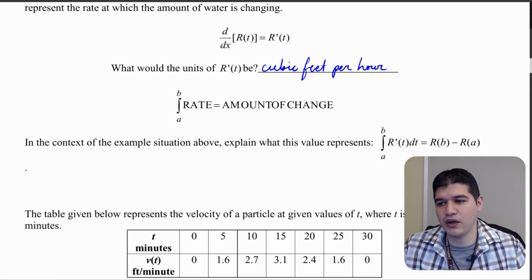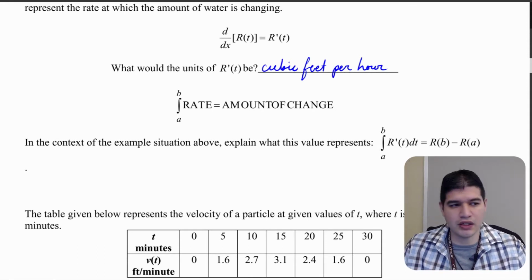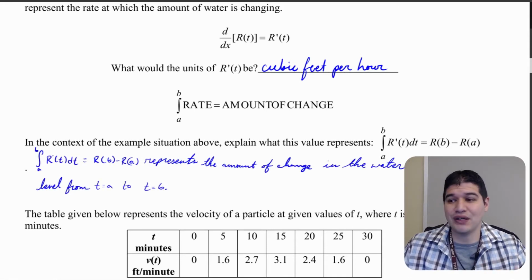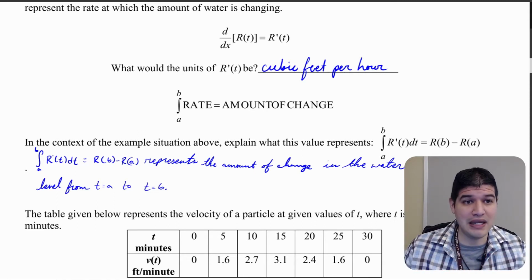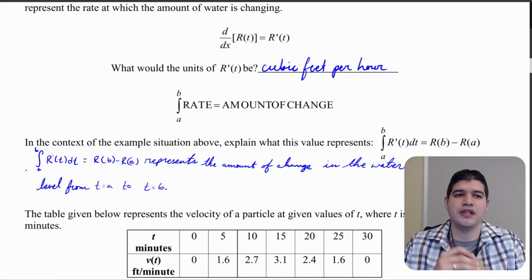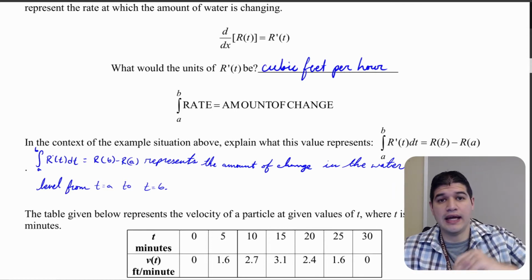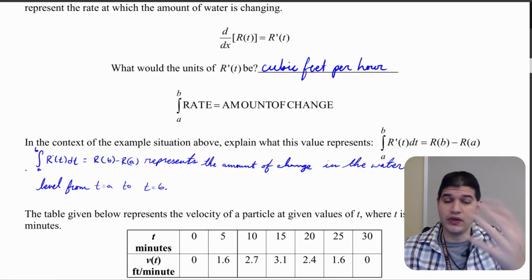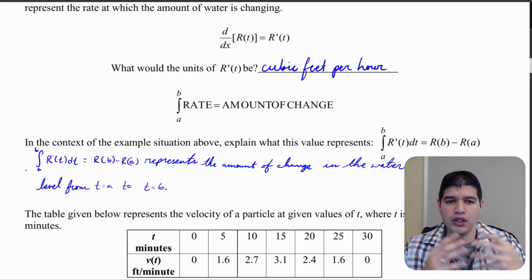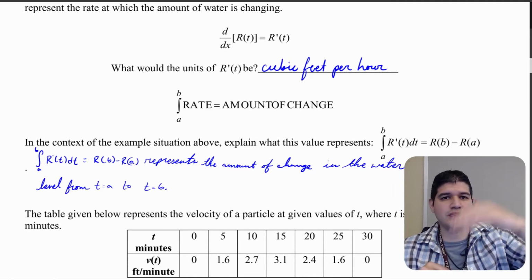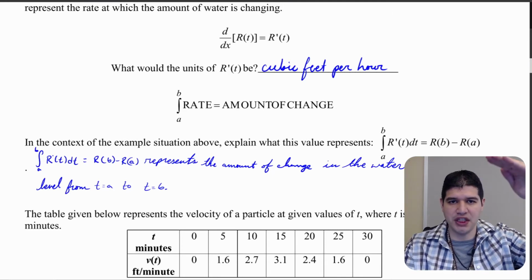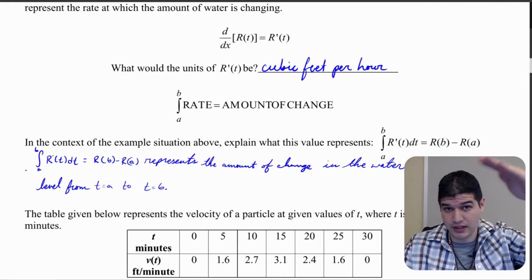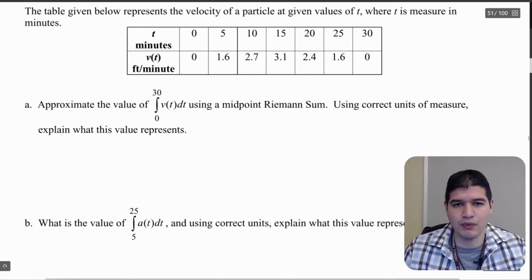So what does this mean? Well, that integral, which equals r of b minus r of a, represents the amount of change in the water level from when time equals a to when time equals b, in this case, hours. So if water is being drained out of some sort of tub, we know that as the water is decreasing over this time period, if we're saying this is the water level at 4 seconds and this is the water at 5 seconds, we know that the water has changed this much in 1 second.